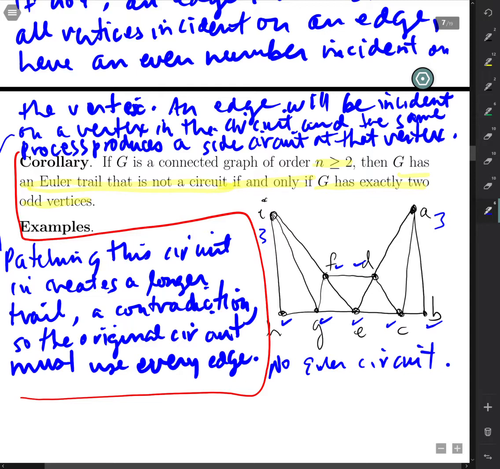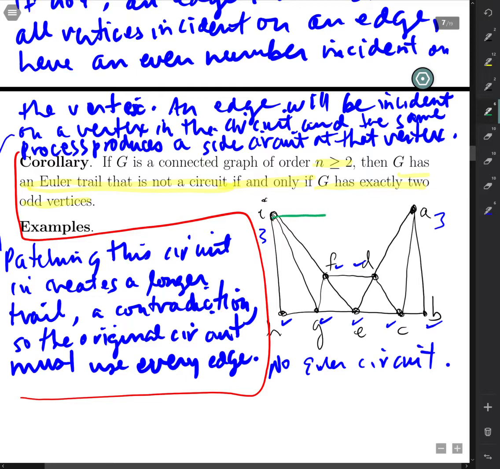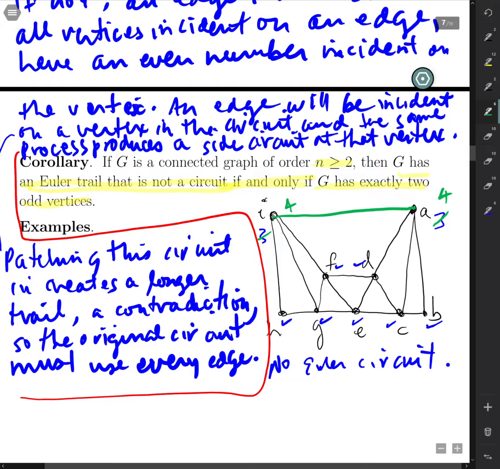But here's the thing, if we add one edge, so let's suppose we add one edge connecting the 2 vertices of odd degree, now this changes this to a 4, that changes this to a 4, and then every vertex is even, and there is an Euler circuit. So there is now an Euler circuit; adding the edge I to A allows an Euler circuit.